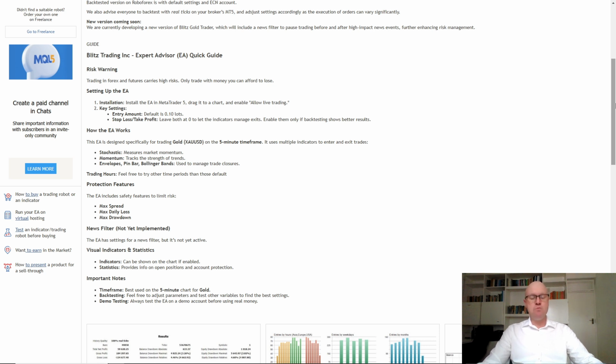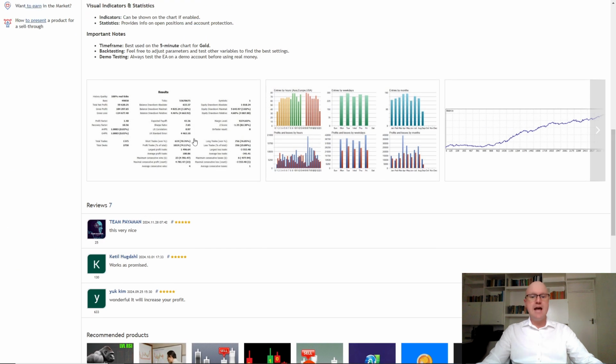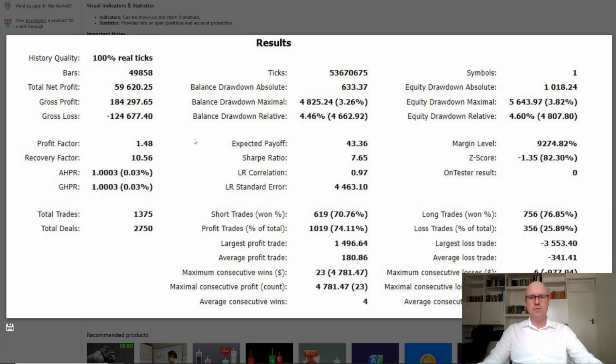It does say that he will be implementing a news filter in the future, however, I haven't tested the one that is currently available. On top of this, we can also have the indicator showing on the chart like we saw during the intro and statistics of the current trading performance.